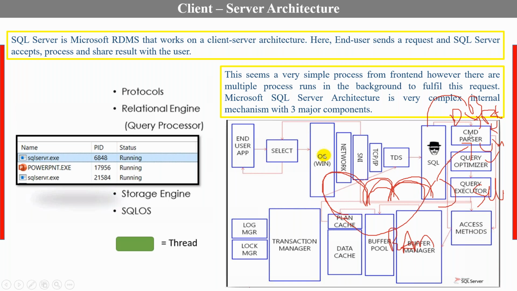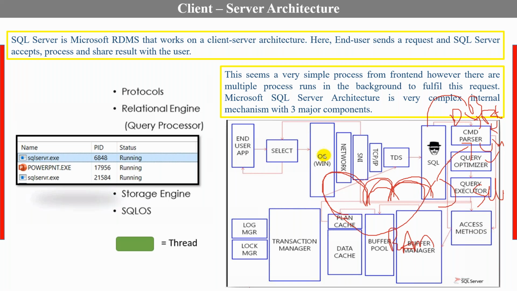First, it will check the syntax error and prepare the query tree. Once your tree is prepared, it will go to the optimizer. The optimizer will prepare the plan for your query. Once the plan is prepared, it will go to the executor. The executor wants to execute the query, but it doesn't maintain any data, right, sir?